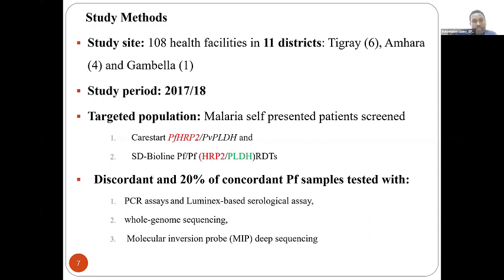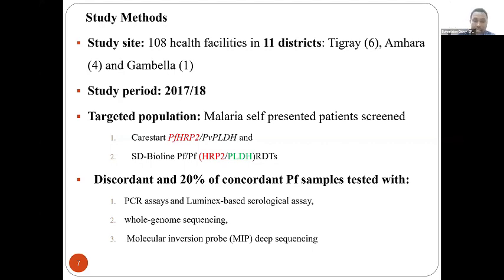So we considered samples negative on PF HRP2 in the CareStart and the Bioline, but positive on pLDH, as discordant and suspected for HRP2 deletion. All discordants and 20% of the concordant PF samples were selected for further analysis, and we assessed them using the PCR assay and Luminex-based serologic assays.